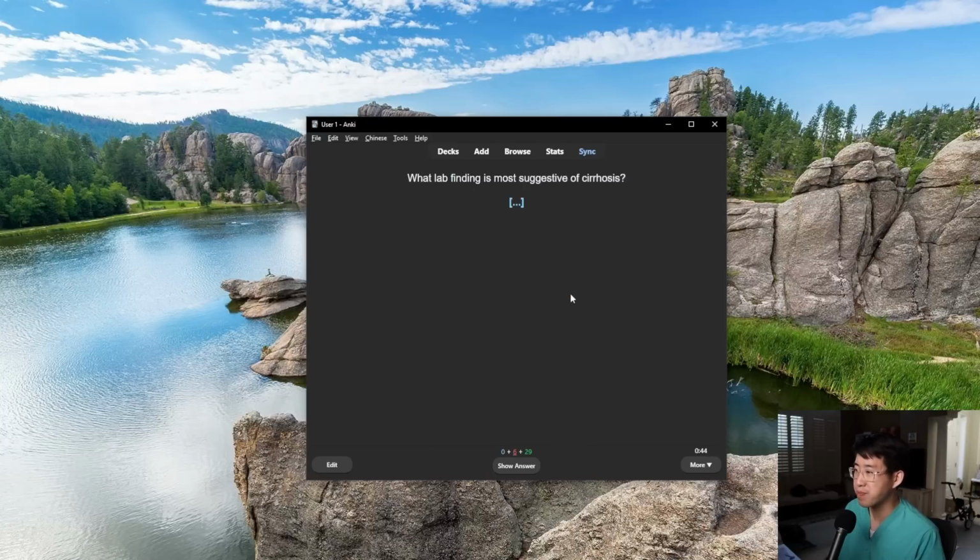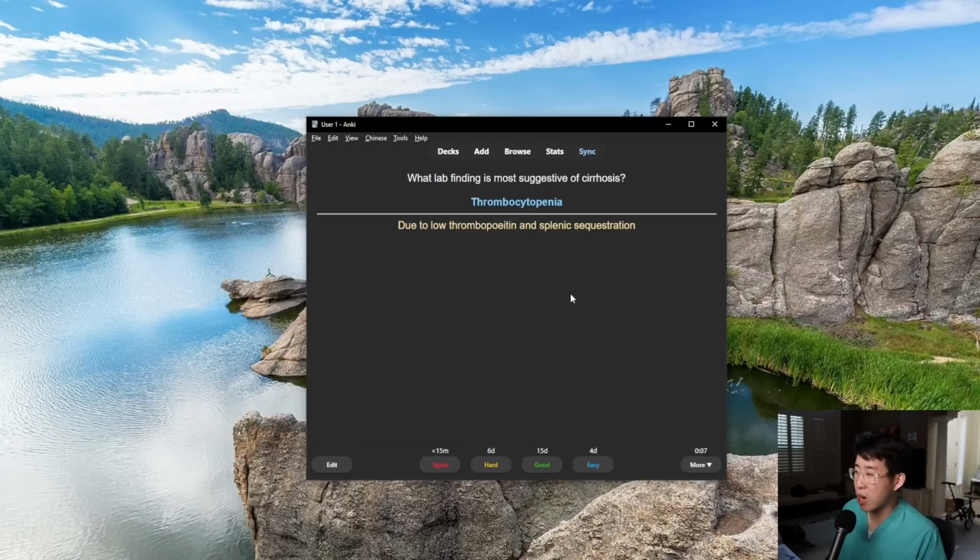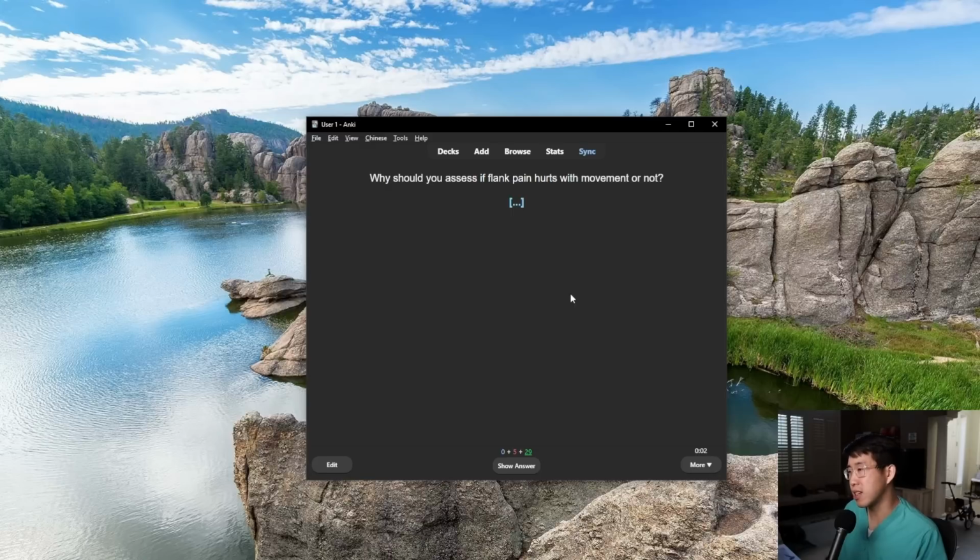What lab finding is most suggestive of cirrhosis? If you were to choose just one lab finding, the answer to that would be thrombocytopenia due to low thrombopoietin and splenic sequestration.